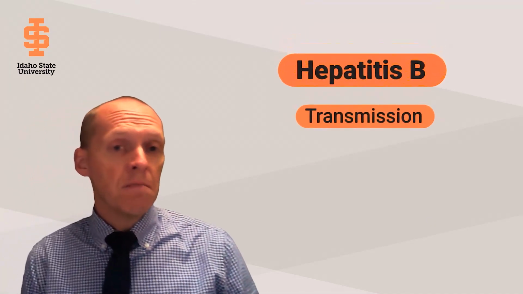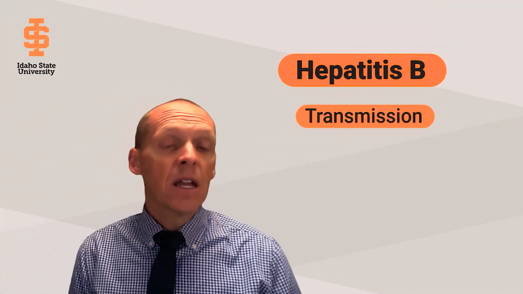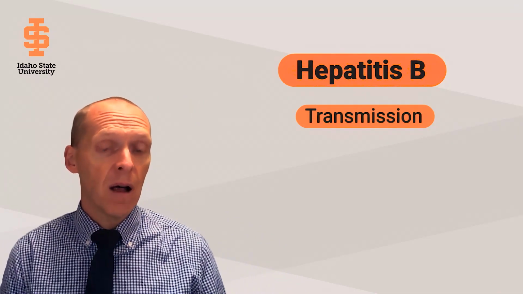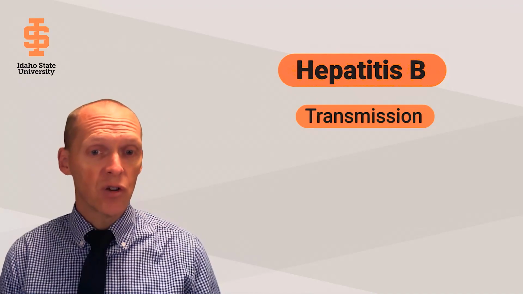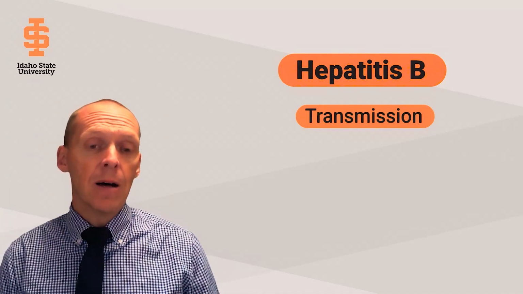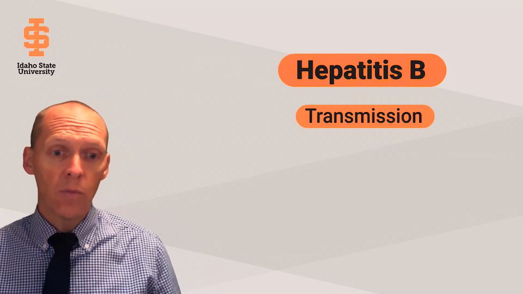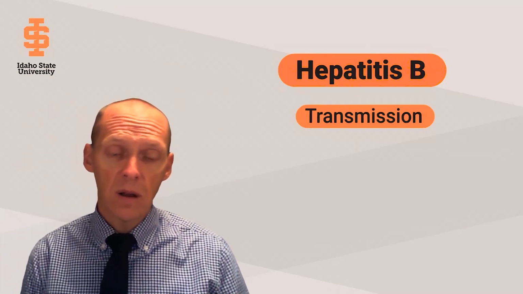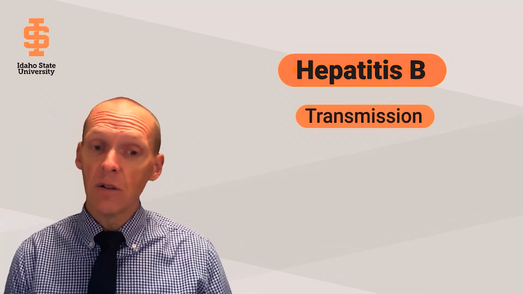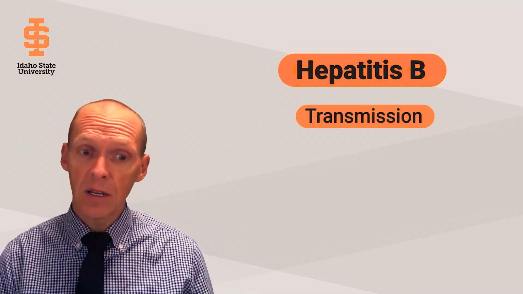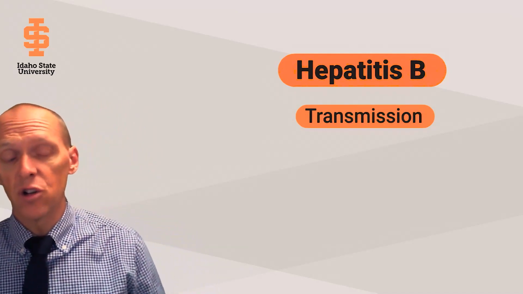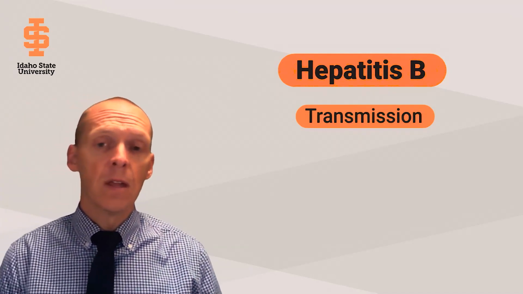As far as the transmission of hepatitis B, it is considered a sexually transmitted disease, but it is also transmitted via other methods, including injection drug use, vertical transmission from mother to child, contact with blood or open sores of an infected person, occupational exposure primarily through needle sticks, and sharing items such as razors and toothbrushes with an infected person.